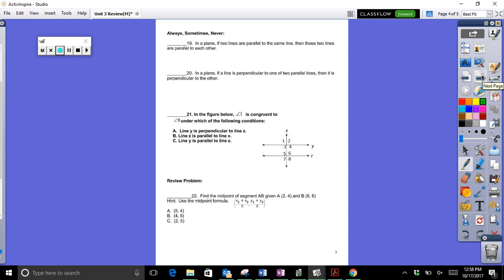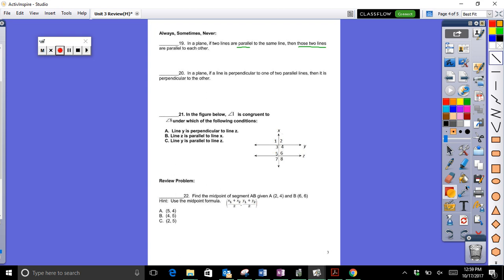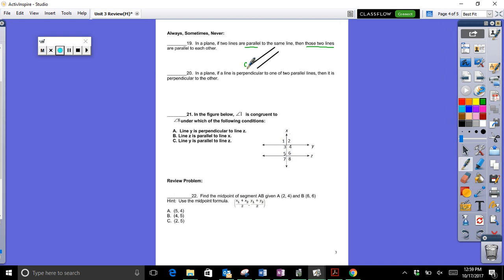Okay, number 19: in a plane, if two lines are parallel to the same line, then those two lines are parallel to each other. So what they're saying is, if I have a parallel line here and I have a parallel line here, okay? Let's just call this line A. This line we'll call B, okay? And then I'm going to put another parallel line up there.